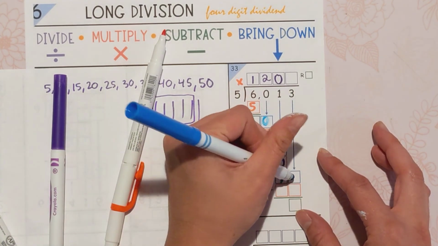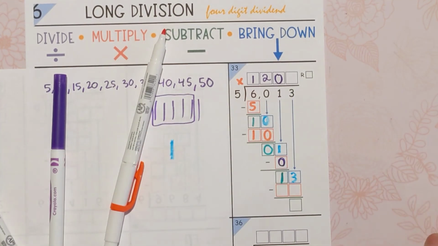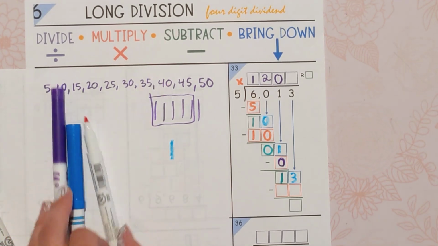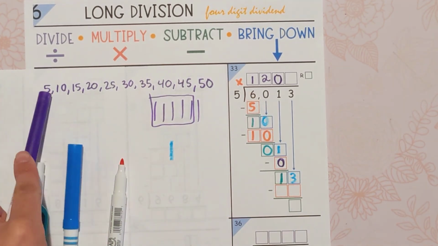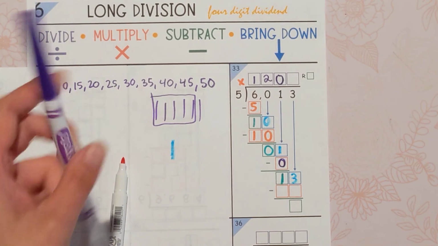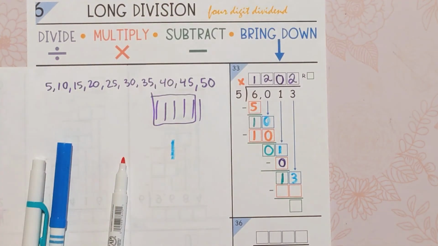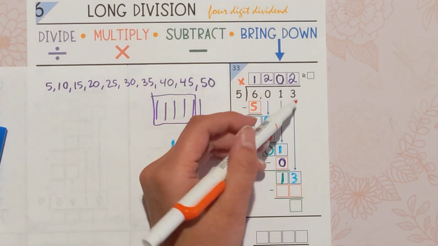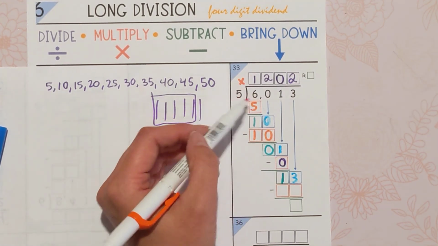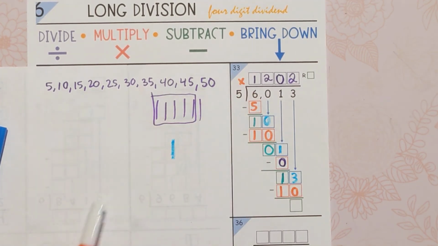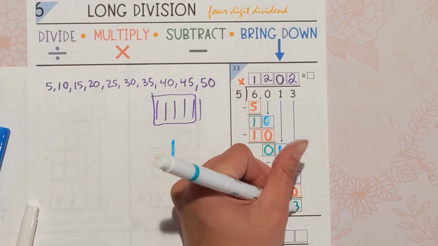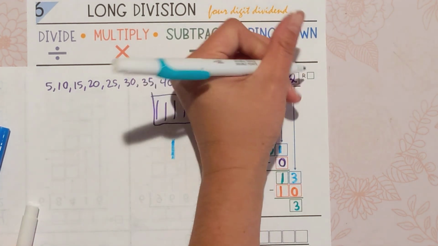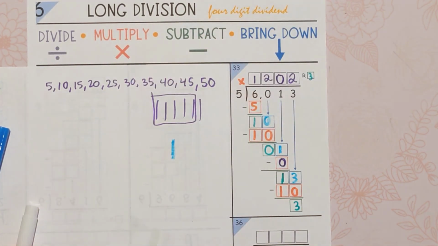Bring down your 3. Think about what we'll do next. Now we're going to see how many 5s fit into 13. Much more doable, right? 2 times. Where does the 2 go? There we go. And now what do we do with that 2? Yep, we're going to multiply it back. 2 times 5 is 10. What do we do next? Subtract. 13 minus 10 is 3. And what do we do with the 3? You got it. It's a remainder. So 6,013.